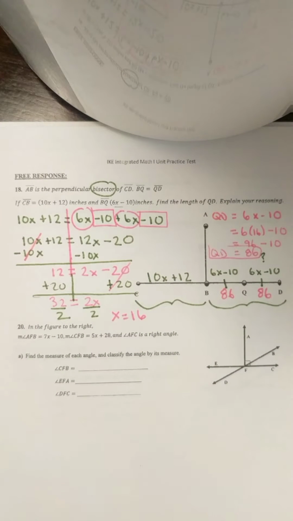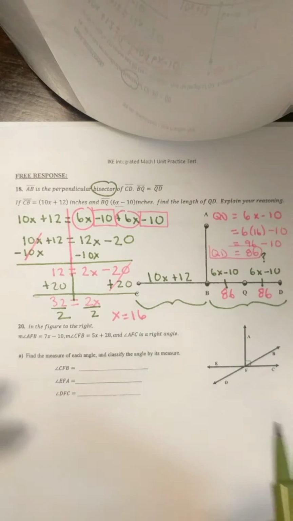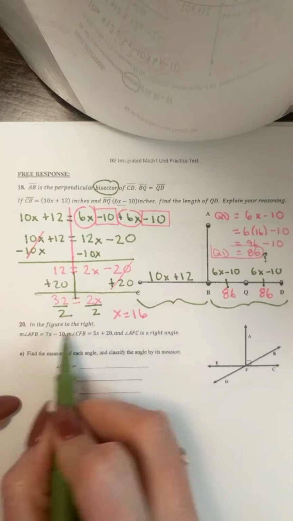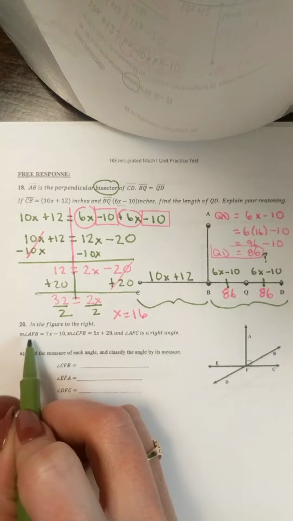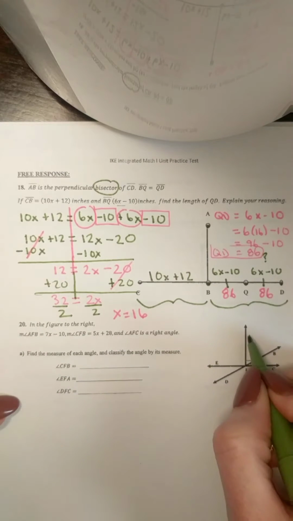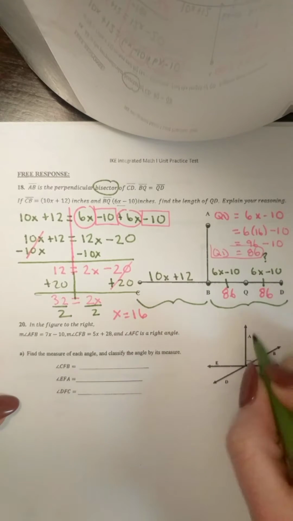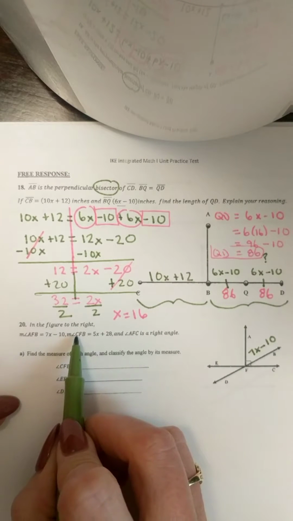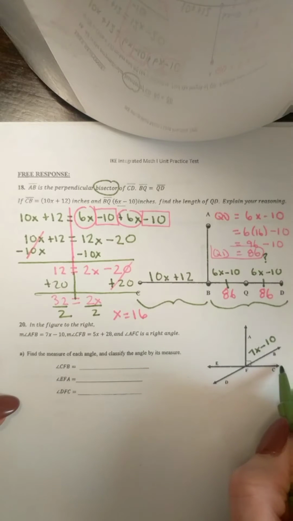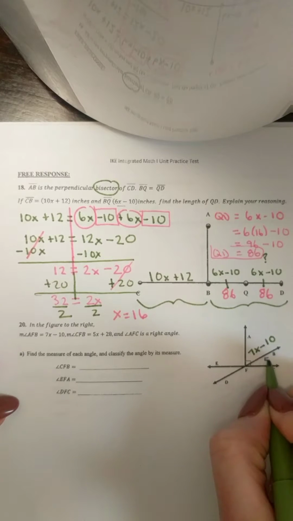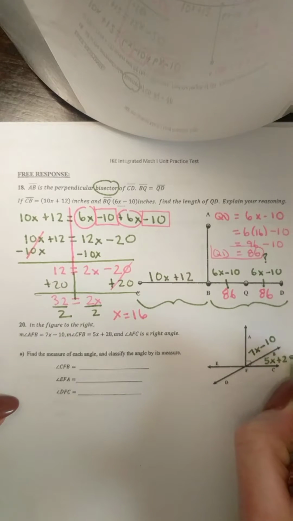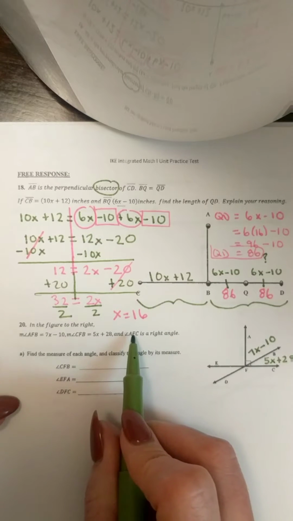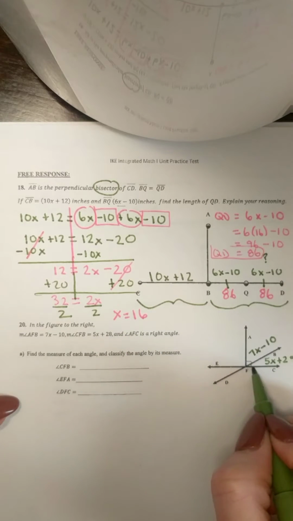All right, now for number 20. Again, it's important to label your figure first with all the information. So it says in the figure to the right, the measure of angle AFB is 7x minus 10. So AFB is 7x minus 10. CFB is 5x plus 28. And they tell us AFC is a right angle. So AFC is a right angle.